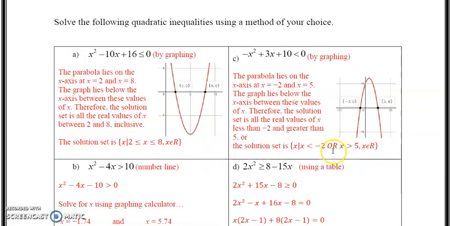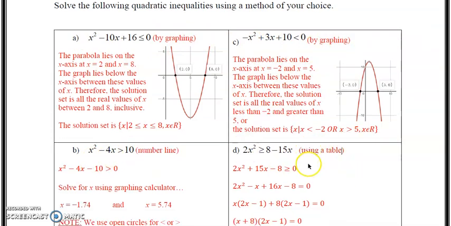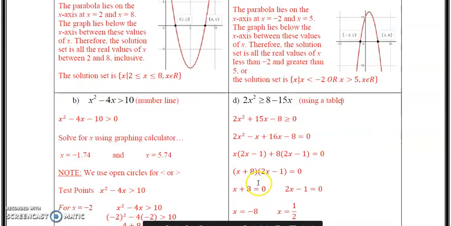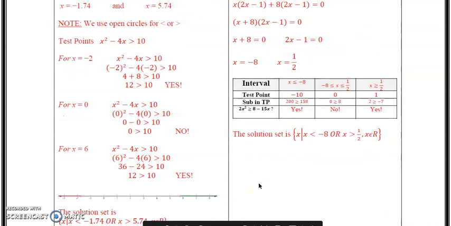It says solve the following quadratic inequality using a method of your choice. So I've done that here, done the exact same thing that we did above, only I put it in a chart form. The first one I did by graphing, C I did by graphing, B I did using a number line, and D I did using a table. You can work through those examples. Try them on your own. It's done exactly how I did in the previous couple of pages, and there are the solutions. If you see any errors, let me know, but I think everything is pretty good there.